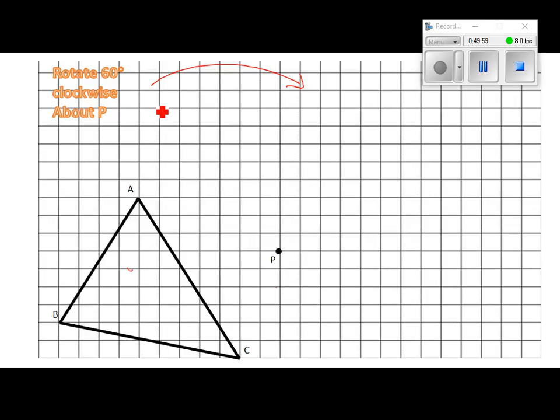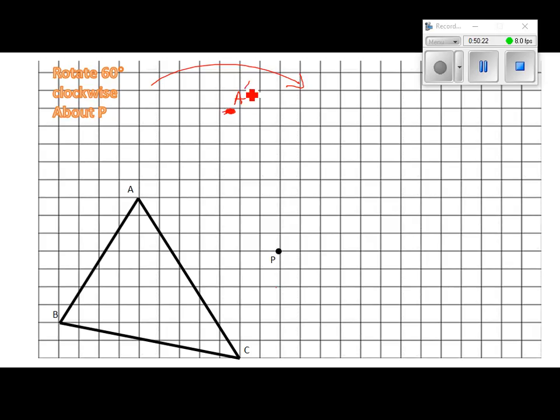I don't know why I just did that. I wanted to use this. Make sure you use that's A prime. However far A is from P, that's how far A prime has to be from P. Now I'm going to erase this. That's my A prime right there.